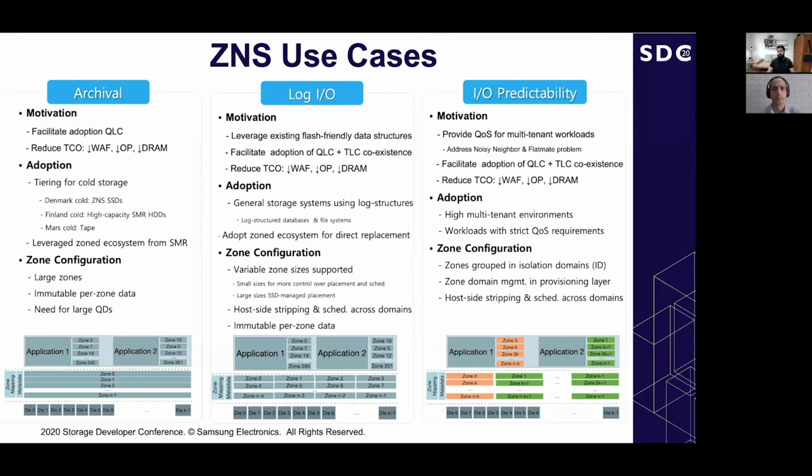The third use case, which is a little different from the two previous, is about IO predictability. In this case, we do not care much about the type of NAND that we're using. What we do care about is that the data placement within the zones offers a level of QoS across different zones, meaning that we can put different tenants on different places of the SSD and different zones, and we will have some guarantees in terms of isolation across these zones.